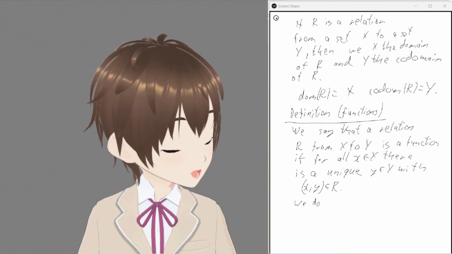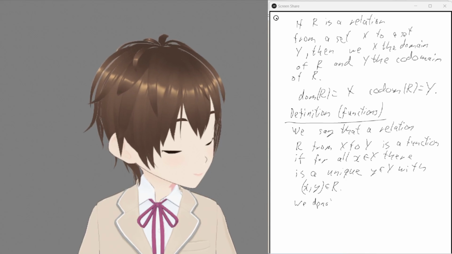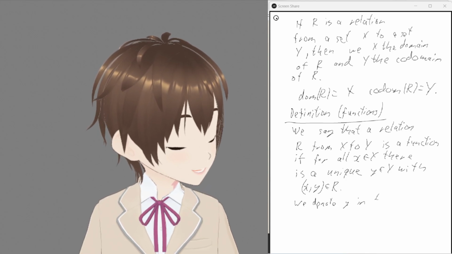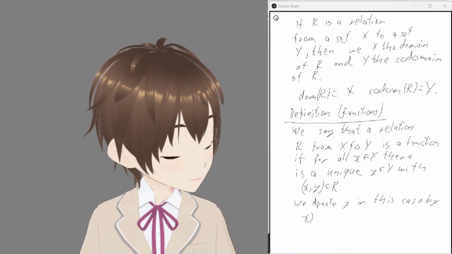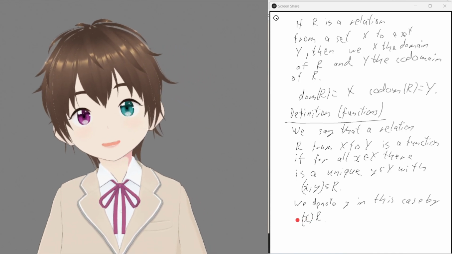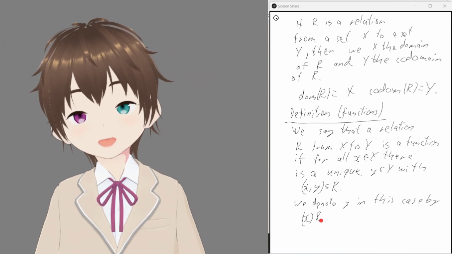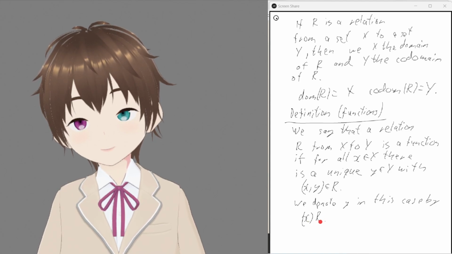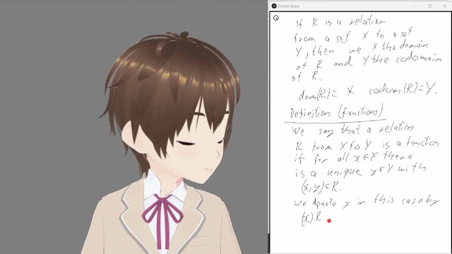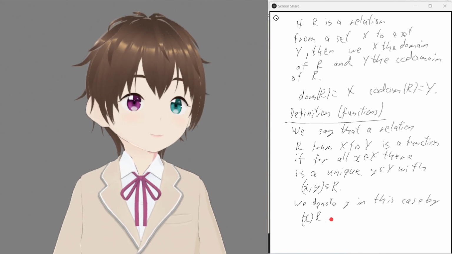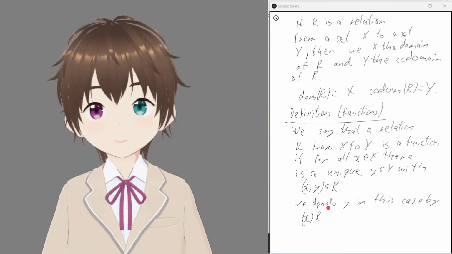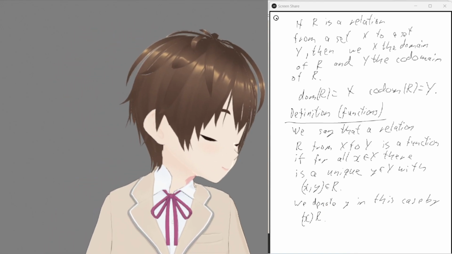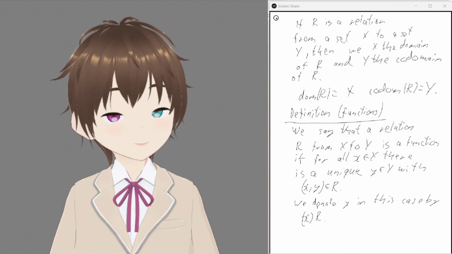We denote y in this case by x R. It's like I'm applying the relation R to x, which makes sense because it only relates one thing to x, exactly one thing, because R is a function. Okay, so now the axiom of choice should make sense, where C was our choice function. Okay, cool. We now have functions.